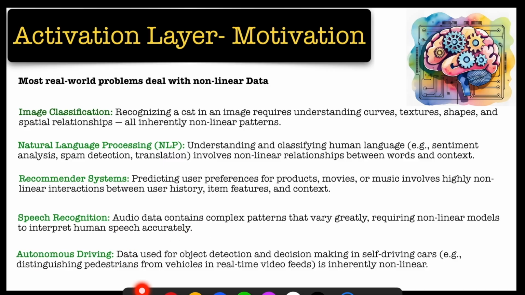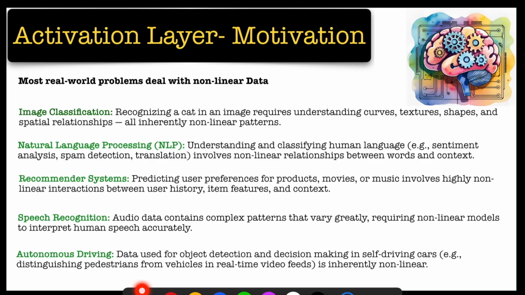Autonomous driving. Data used for object detection and decision making in self-driving cars, such as distinguishing pedestrians from vehicles in real-time video feeds. This is one example. All this data is inherently non-linear, and without non-linearity, we won't be able to solve this type of complex problem.